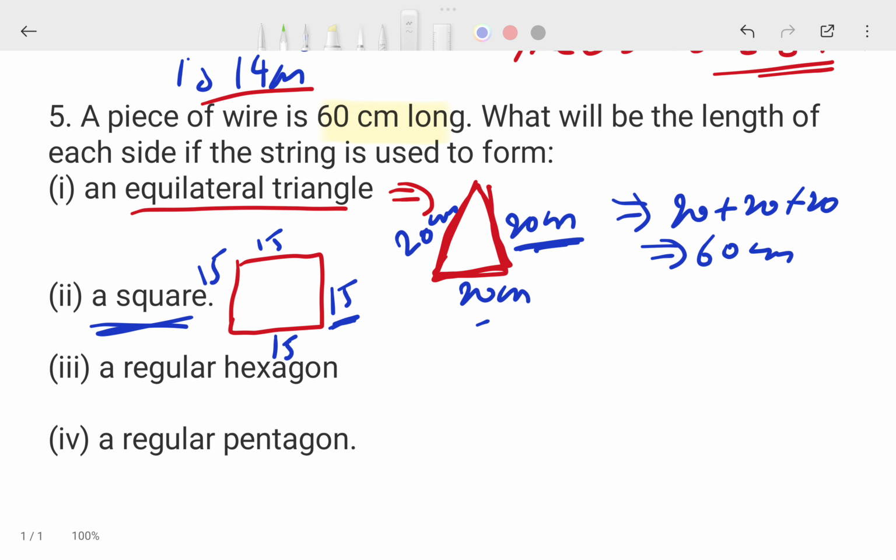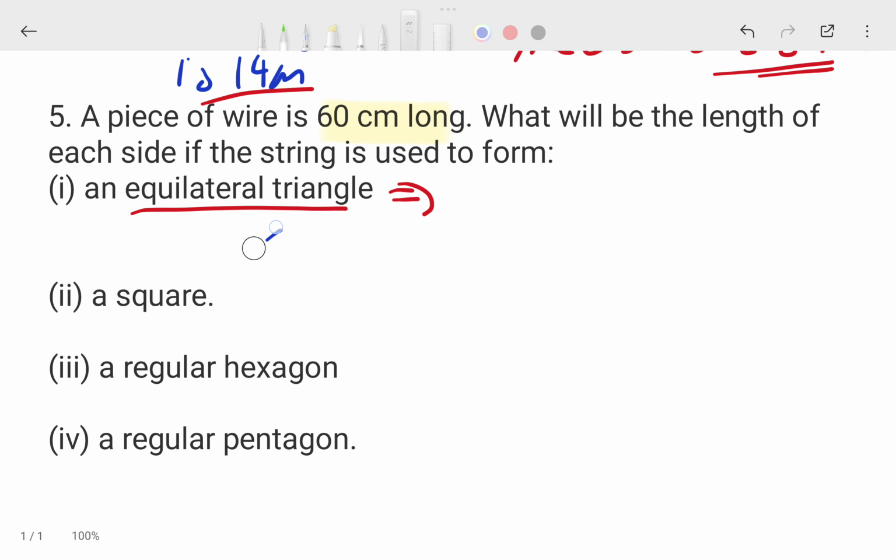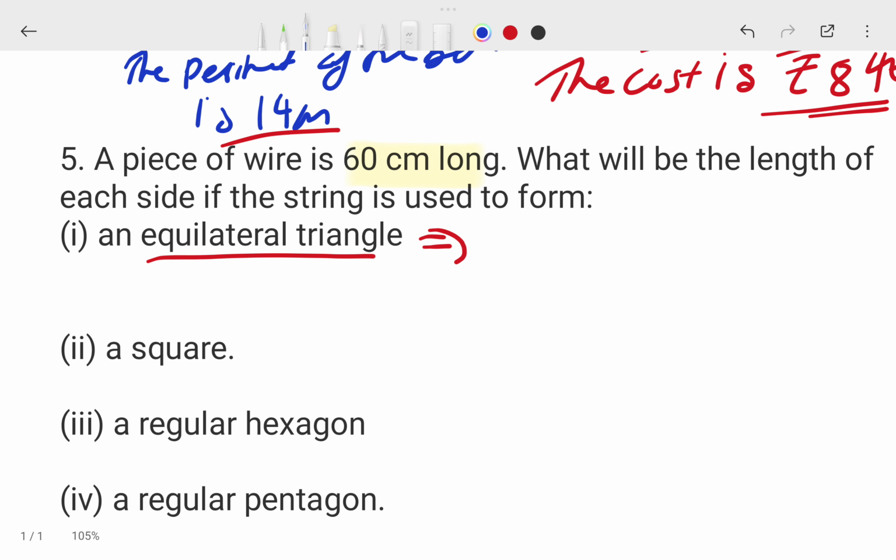Okay? So now I will write the answer directly here. I hope you will understand. The answer of this one equals 20 centimeter. Why? Because there is a triangle, so this is 20, this is 20, this is 20.